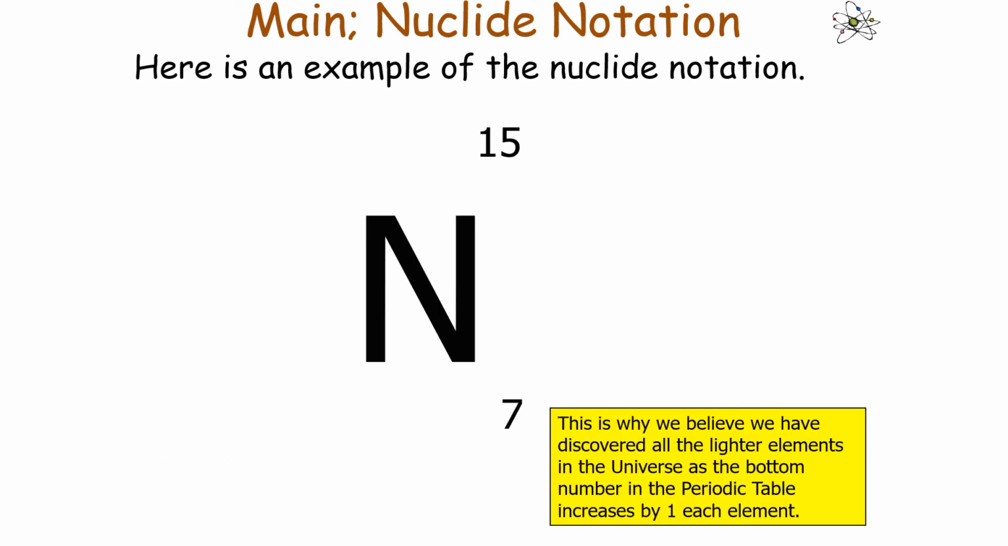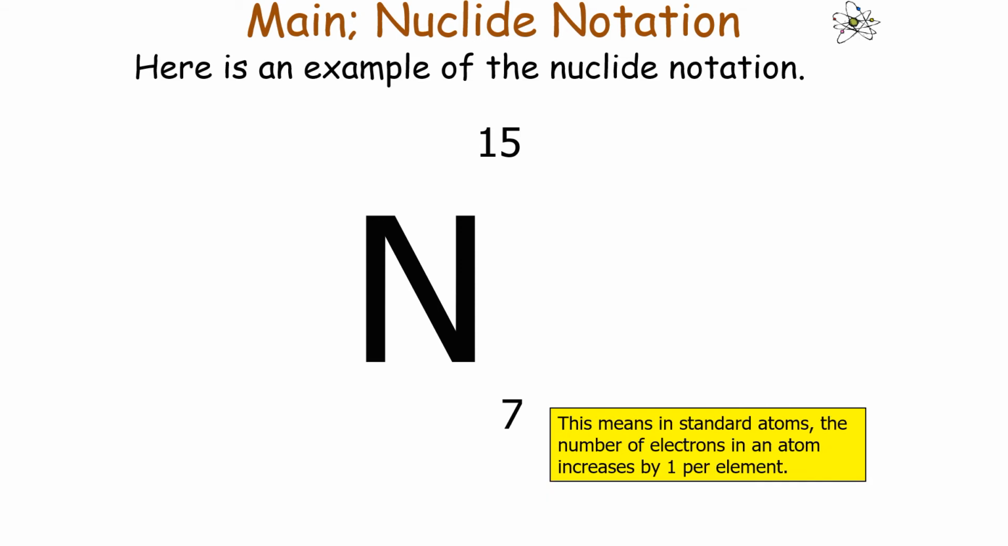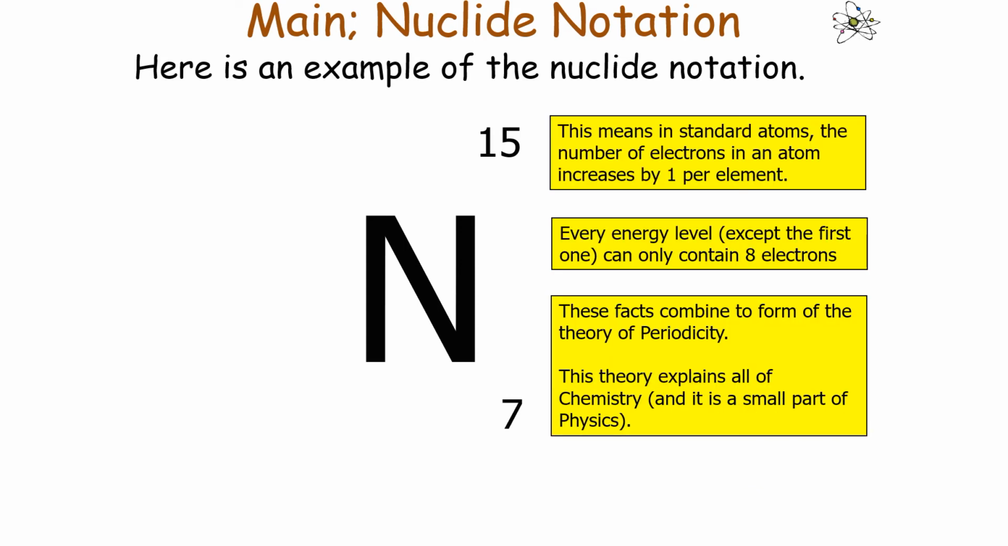Now this is why we believe we've discovered all the lighter elements in the universe, as the bottom number in the periodic table increases by 1 each element. So this means in the standard atom, the number of electrons in an atom increases by 1 per element. So what do we know? We know the idea that each energy level, except the first one around the nucleus, contains 8 electrons, and we also know that in a standard atom, the number of electrons increases by 1 per element. These facts combine to form the theory of periodicity, which explains all of chemistry.